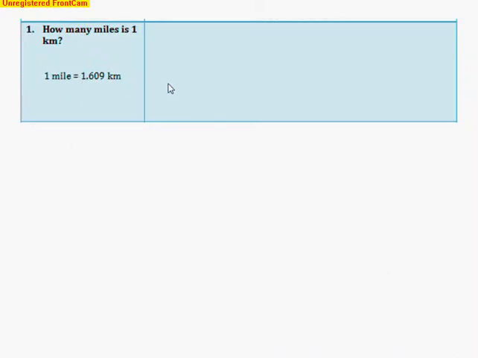Right. We're going to start our practice with general unit conversion by doing this very simple problem. How many miles are there in 1 kilometer? In all of these problems, I'm going to tell you what the conversion factor is. 1 mile equals 1.609 kilometers.